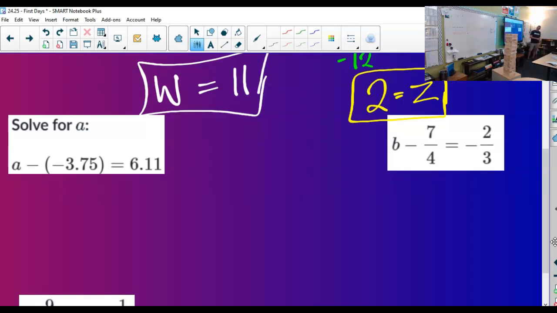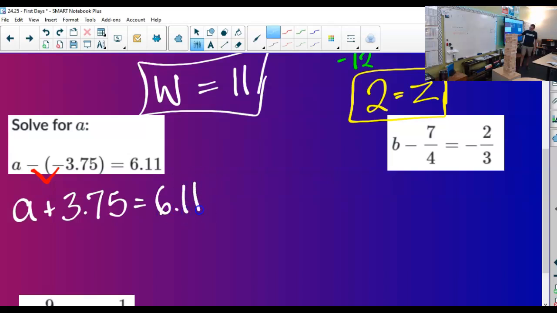What happens with minus the negative over there? Anybody? Just shout it out. Turns into addition. This is really a plus 3.75 equals 6.11. Now what would I do to get the A back to just alone by itself, just A? Elijah? Yeah, get rid of that 3.75 by doing subtraction.